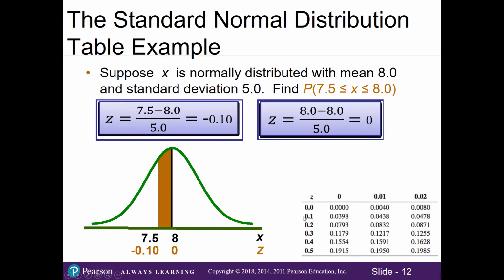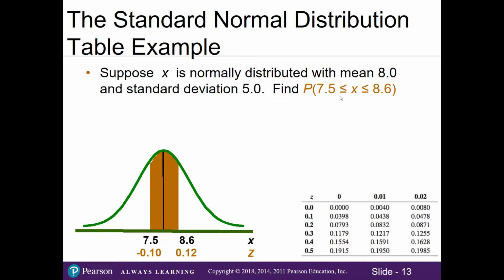So I'm going to go over here to 0.1, and because my second value is a 0, it's going to be this column right here that shows 0. So this shaded area in brown, according to our table, is 0.0398, or 3.98% chance that my x value will be somewhere between 7.5 and 8.